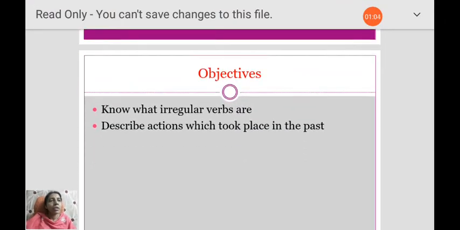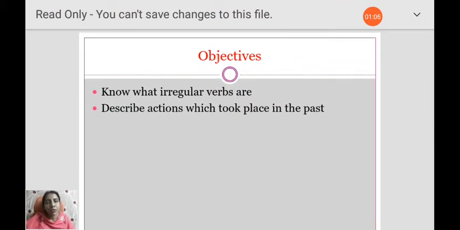So, what is the objective of this class? What is the objective of watching the video for you? After watching this video, you will know what irregular verbs are and what regular verbs are. Once you know what irregular verbs are, then you automatically know what regular verbs are. And after knowing the irregular verbs, you will be able to describe the actions which took place in the past.